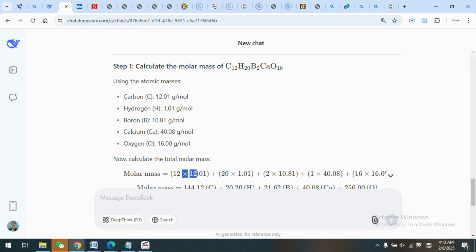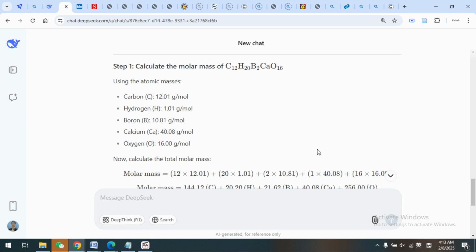First of all, the first values within each bracket are 12, 22, 1, and 16. What are these? These values are how many atoms of each element are in that compound: 12, 20, 22, then 1, and this is the 16. The second value is the atomic mass of each atom: 12.1, 1.1, 10.8, and up to 16.